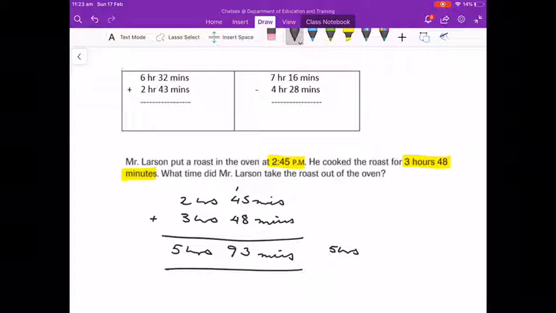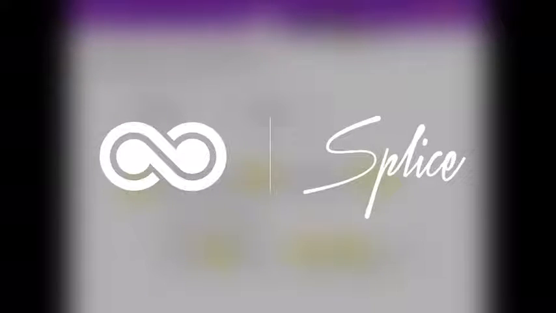But within that, we actually have 5 hours, 60 minutes, and an additional 33 minutes. So what I've done there is I've broken that 93 down. So our answer isn't actually 5 hours and 33 minutes. It is 6 hours and 33 minutes by adding the 60 minutes to the 5 hours. And that is how we add and subtract time using an algorithm.